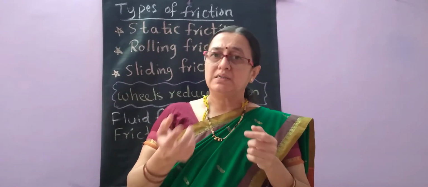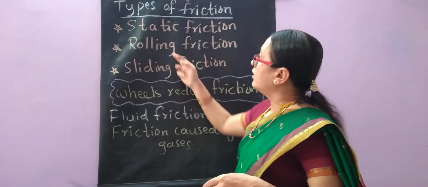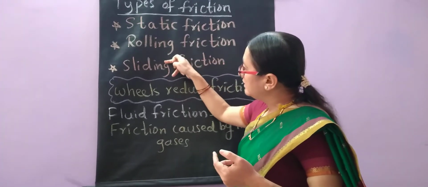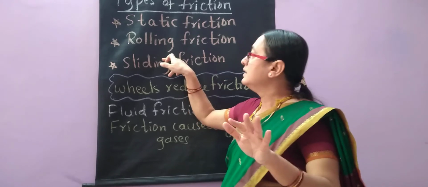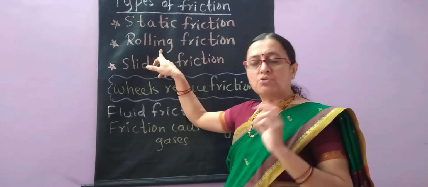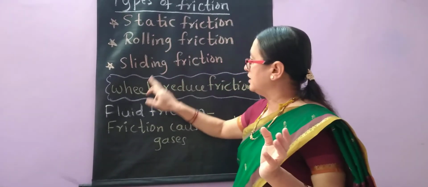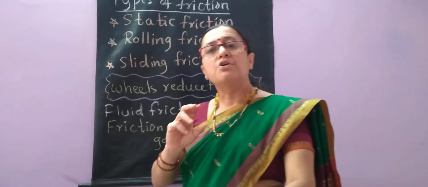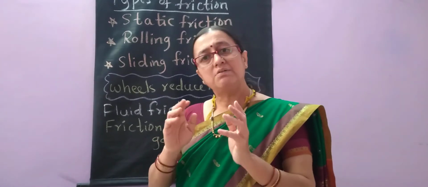Okay, so these are some of the types of friction, and out of all three, the friction is more for static, slightly less for sliding, when by applying force we are sliding it, and it is very less for rolling friction. Okay, so rolling is also one of the ways to reduce friction. So wheels reduce friction. Wheels mean rolling of one object over the other object, which always reduces the friction.